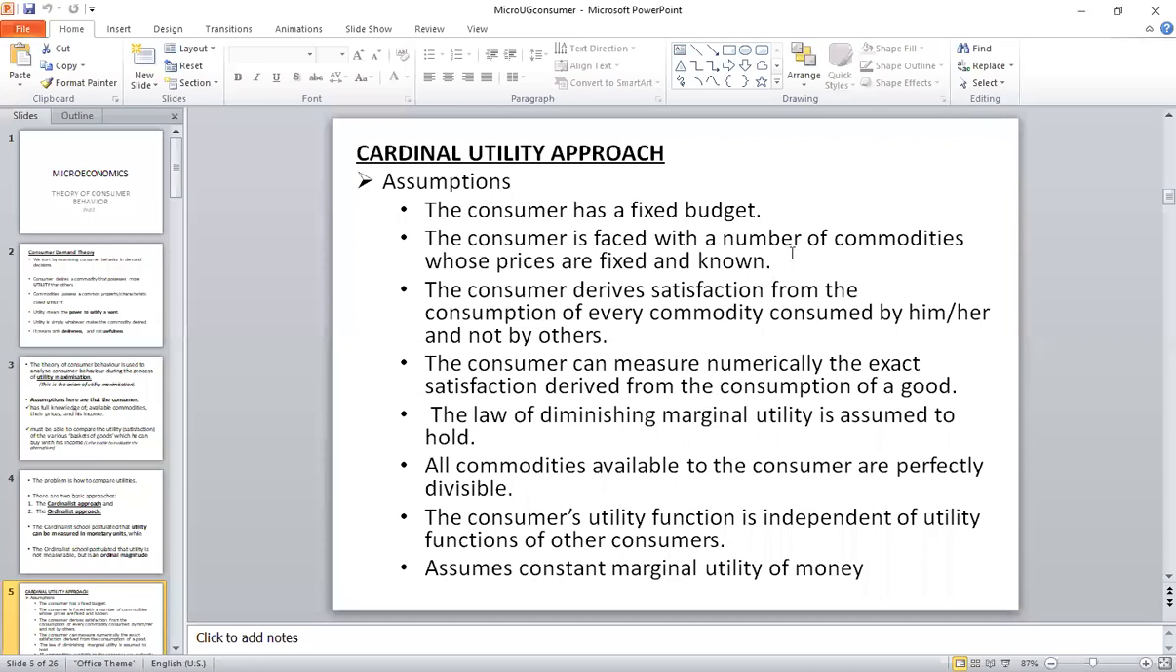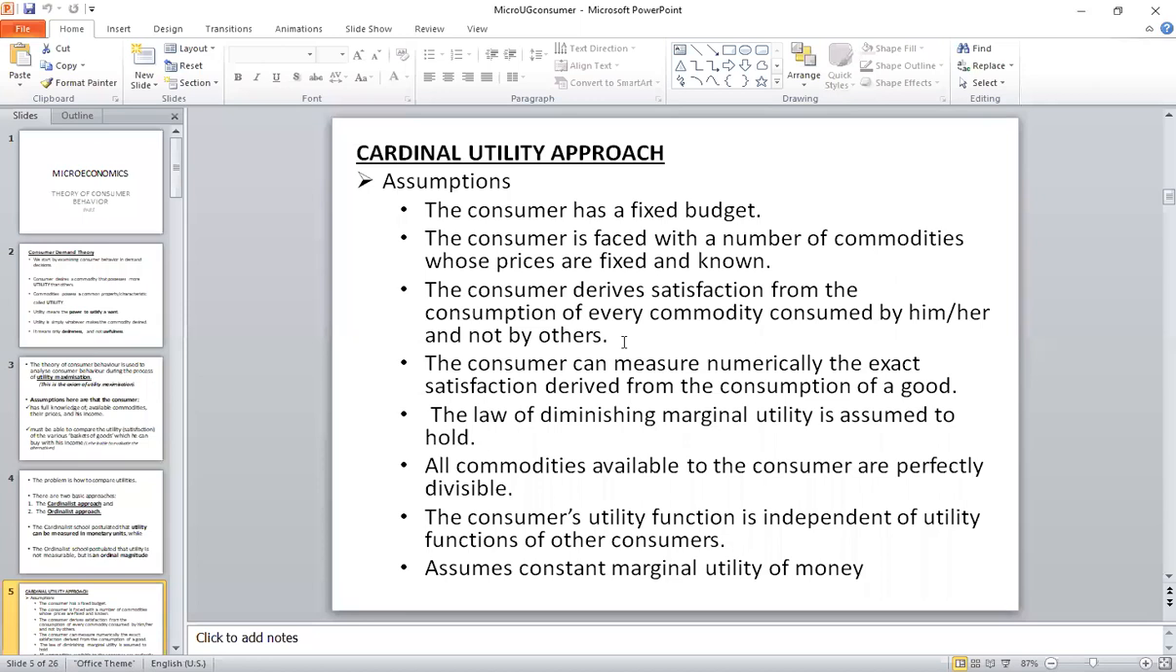In the analysis, we don't assume prices to change here. Not always, but here, that is the assumption. The consumer derives satisfaction from the consumption of every commodity consumed by him and not by others. In other words, you have to be the one consuming the commodity in order to derive satisfaction. It is not a situation where because your father is driving a Benz, you go about boasting, my father drives a Benz. You are not the one driving the Benz, so it is not yours. You cannot derive satisfaction from that. You have to be the one consuming the commodity.